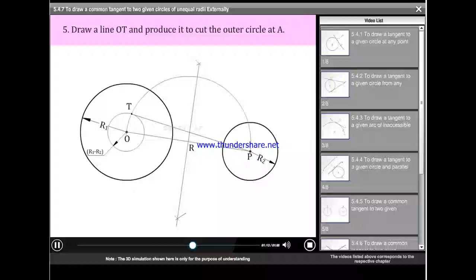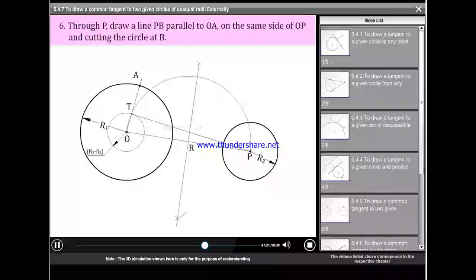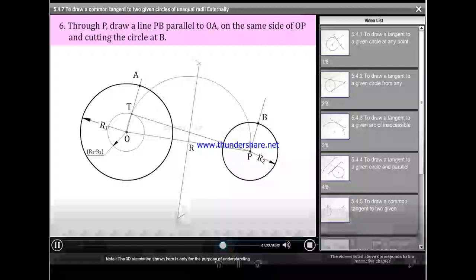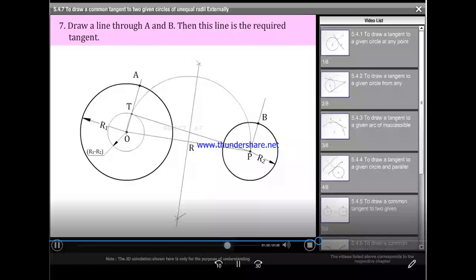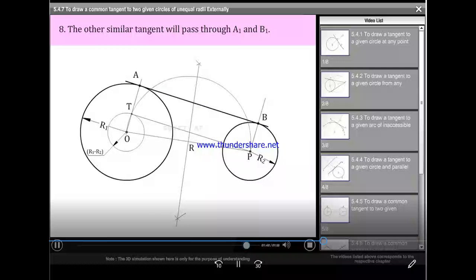Draw a line OT and produce it to cut the outer circle at A. Through P, draw a line PB parallel to OA on the same side of OP and cutting the circle at B. Draw a line through A and B. This line is the required tangent. The other tangent will pass through A1 and B1.